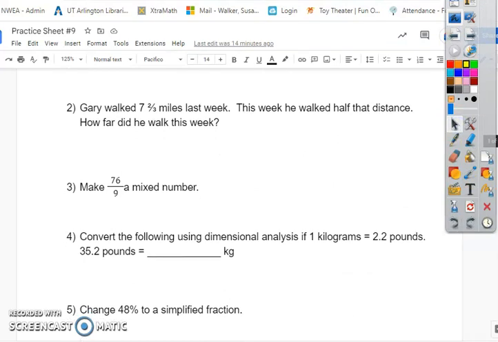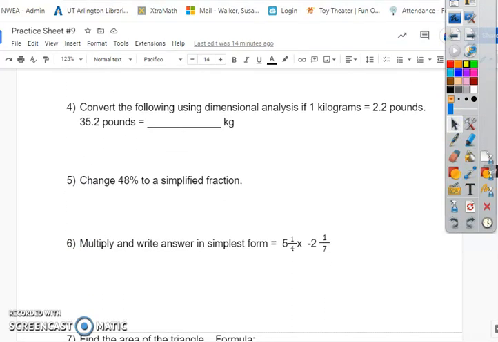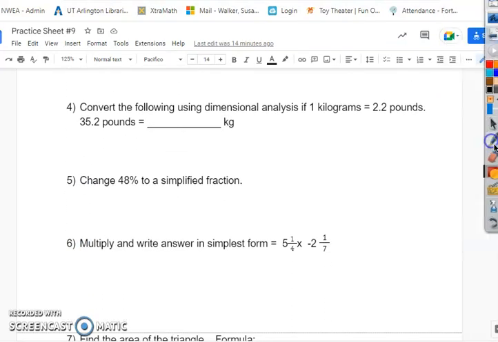Number 4, convert the following using dimensional analysis. We have not done one of these on the practice sheets that I can remember. Convert the following using dimensional analysis if 1 kilogram is 2.2 pounds. So we're trying to change these pounds to kilograms. I start with what I'm given. By the way, LB is pound. If you speak Spanish, you know why. LB is the abbreviation for pounds.